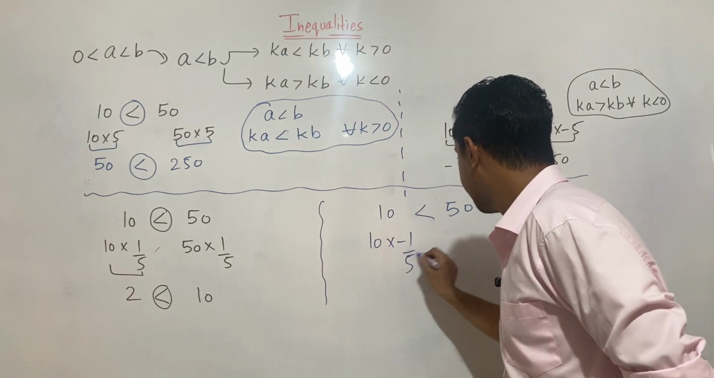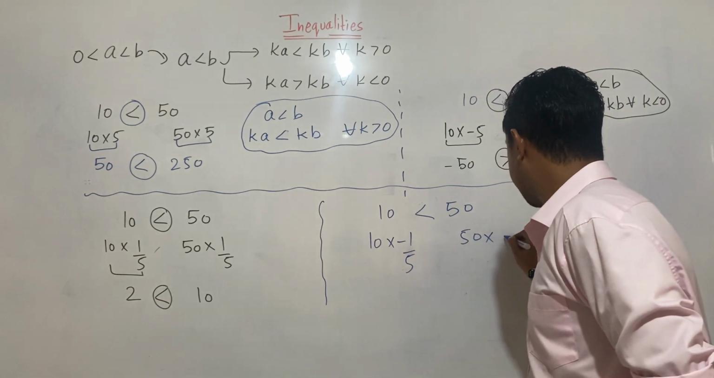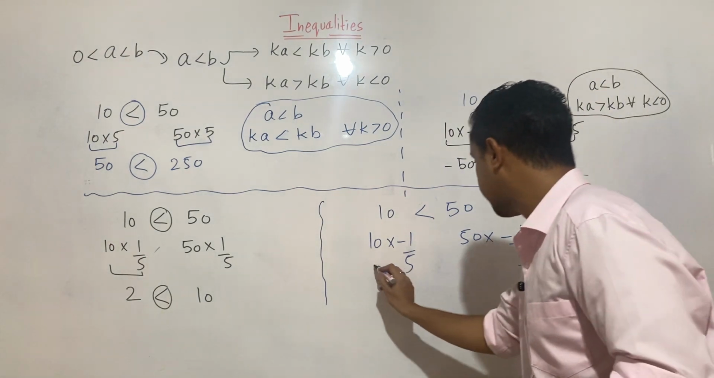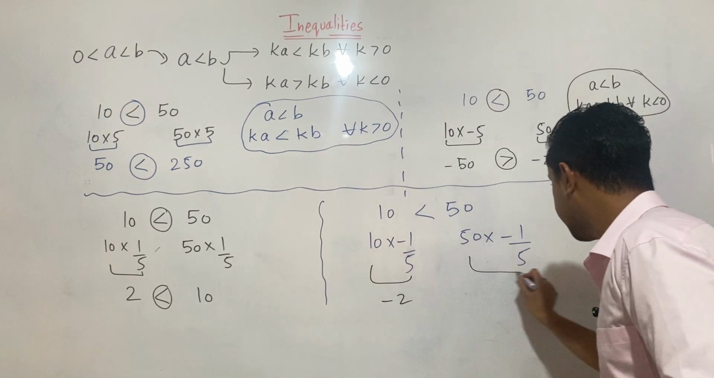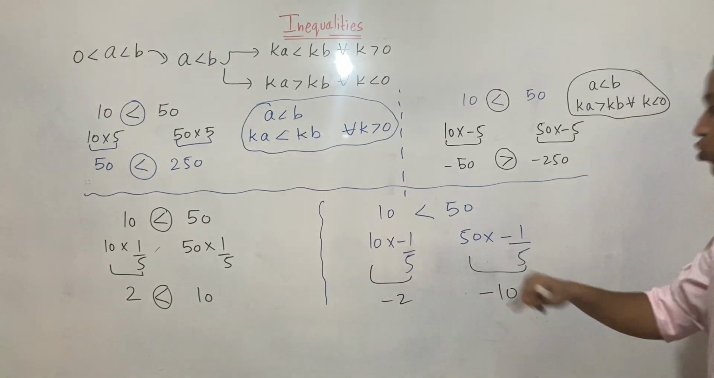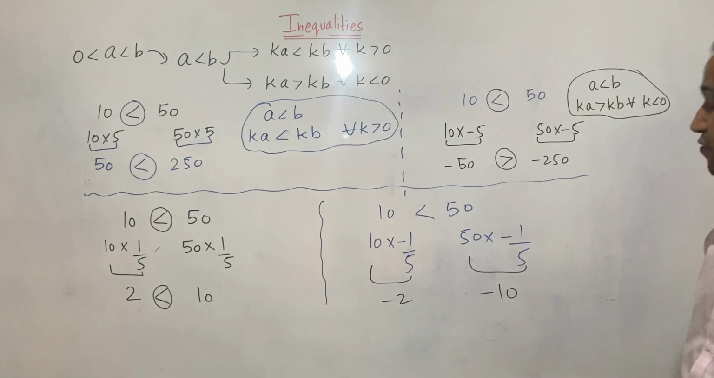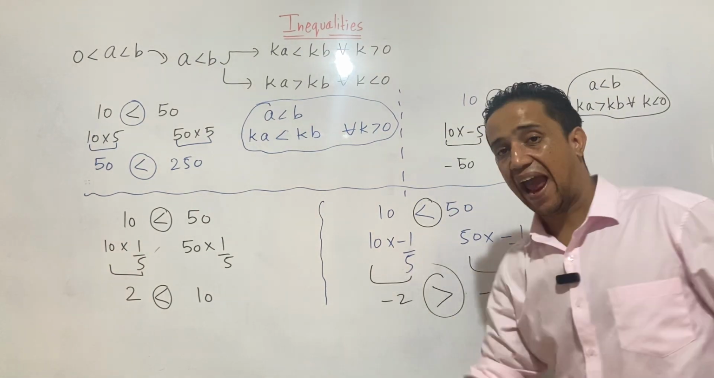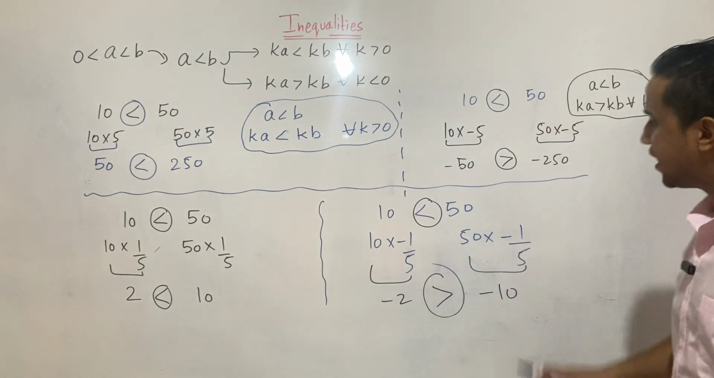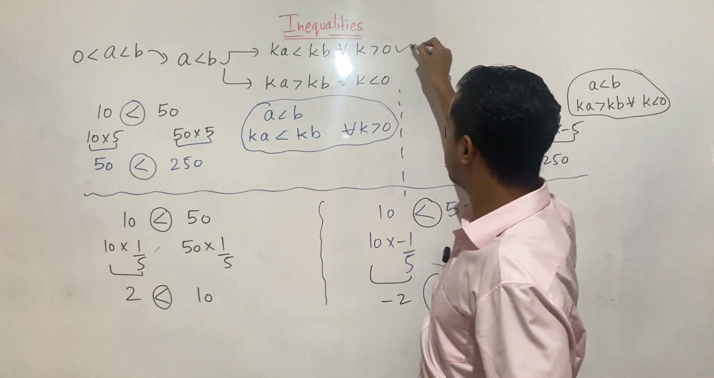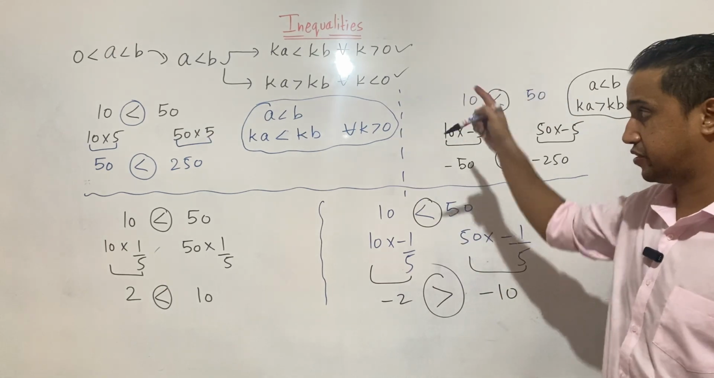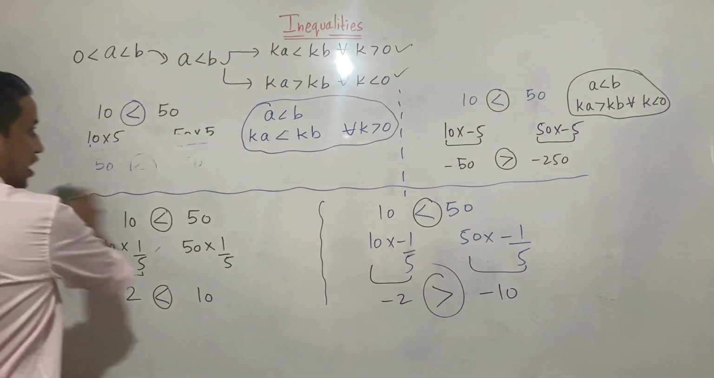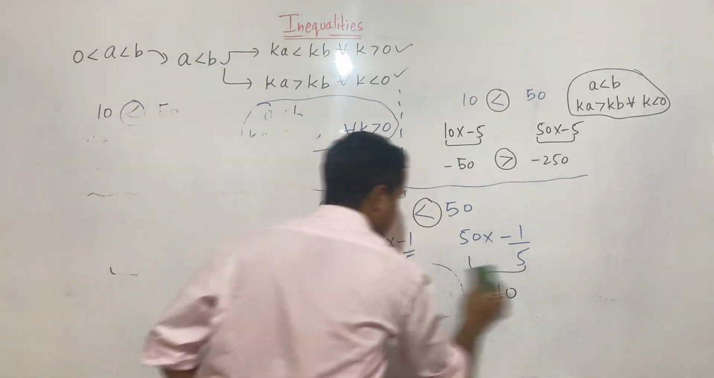Here 50 divided by minus 5. From here we will get minus 2, and from here minus 10. Now you look at both the values, obviously this one is greater. Look, the sign has inverted. Okay, so this is a very important result. I hope you understand this. All right, now let's talk about a few more things here.